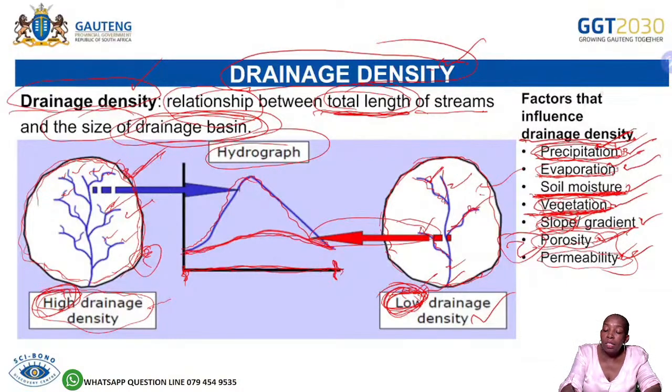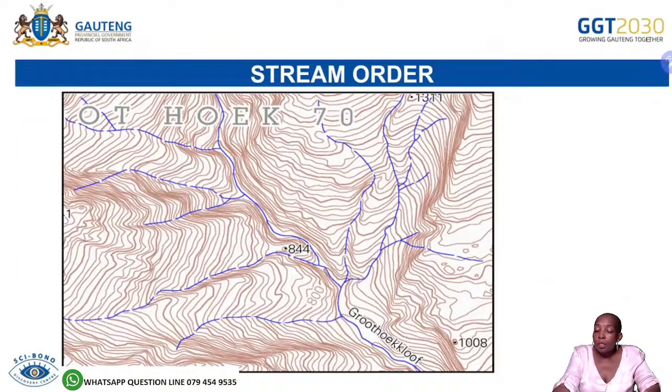So all these are dependent on the rainfall patterns and the surfaces that the water is passing through, whether there is more water that infiltrates into the ground, or do we have more of the water that remains on the surface, and there will be more streams. So that's what brings in the difference between high and low drainage density. So these are all the factors that influence the drainage density, right?